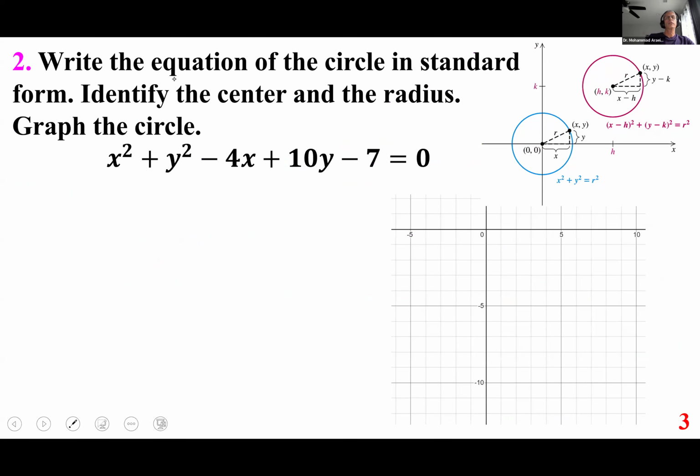Number 2, write the equation of a circle in standard form, identify the center and the radius, and graph the circle. So that means we have to put it in this format or in this format, obviously. To do so, we are going to put the x squared and minus 4x together, y squared and 10y together, and negative 7 moves, and it becomes positive 7 on the other side.